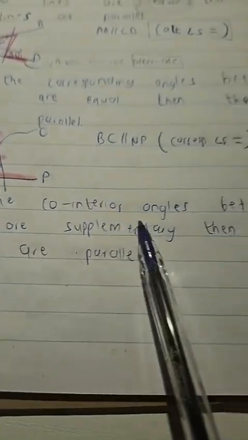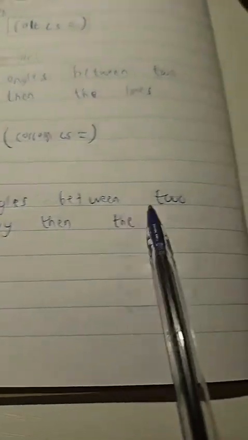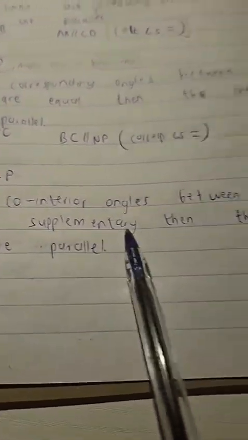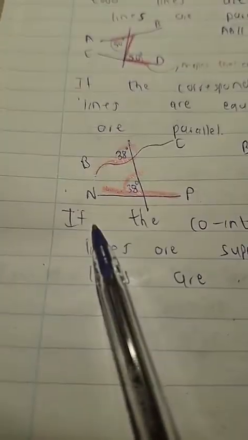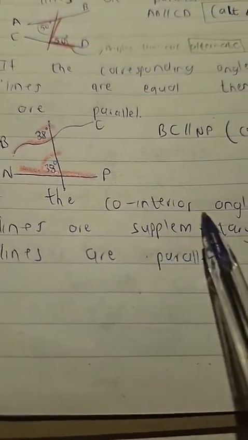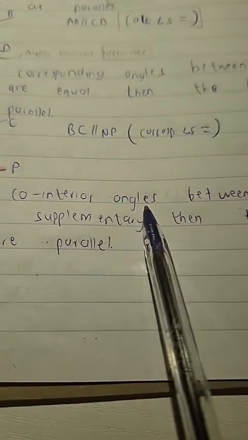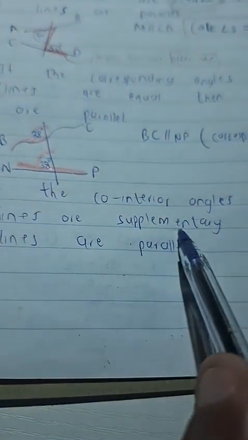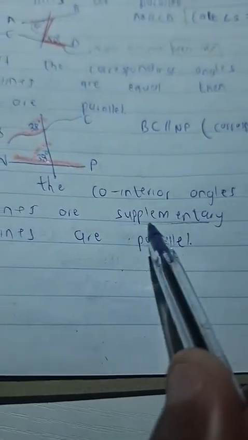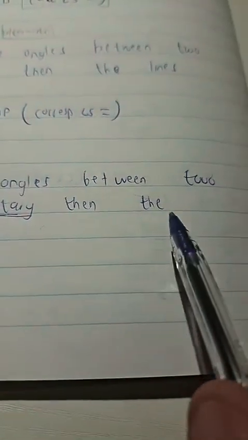The last one I want to do now is this one that says, if the co-interior angles between two lines are supplementary, then the lines are parallel. I repeat, if the co-interior angles between two lines are what? Are supplementary. What does supplementary mean? It means they add up to 180 degrees. Then the lines are parallel.